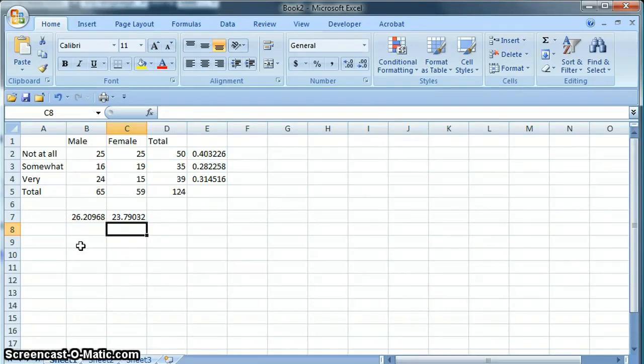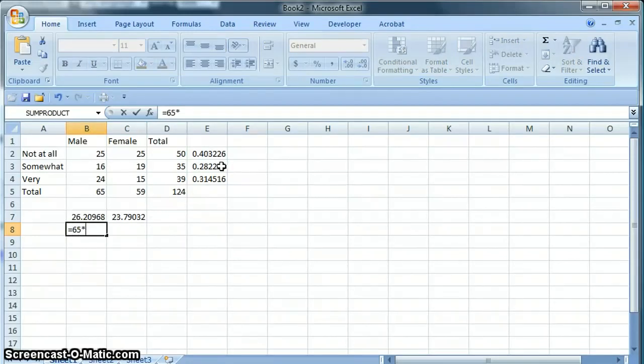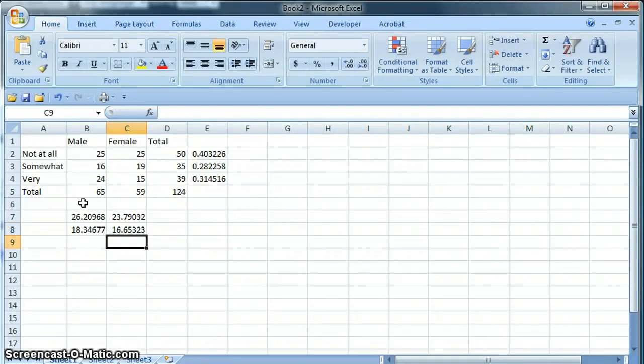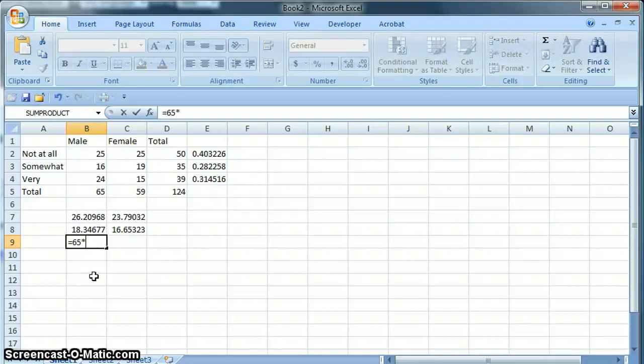For somewhat, there are 65 men. We would expect, if there's no difference, 28% of them to say somewhat. And then we take our 59 females and multiply by 28%. And then we do the same thing for very. We expect 31% of each group to say very. For men, that is 65 of them times that percentage. And for women, it is 59 times that percentage.